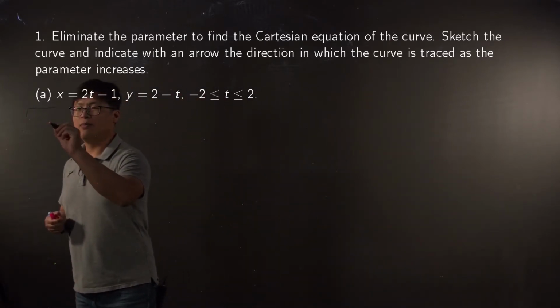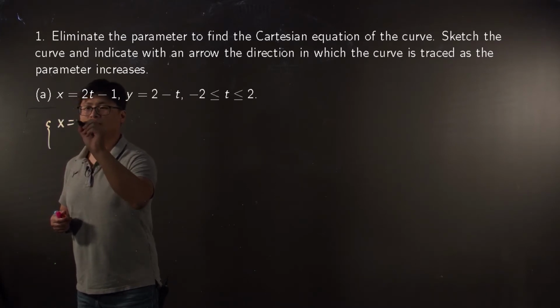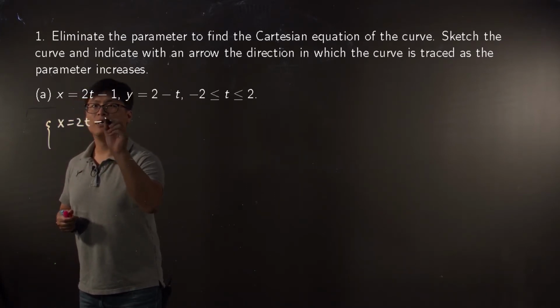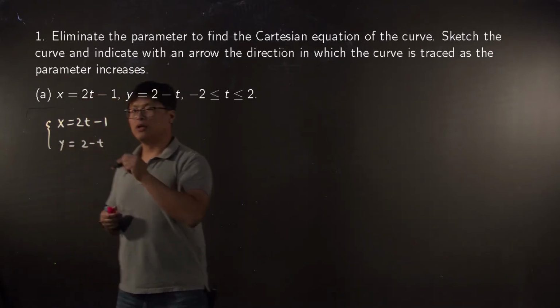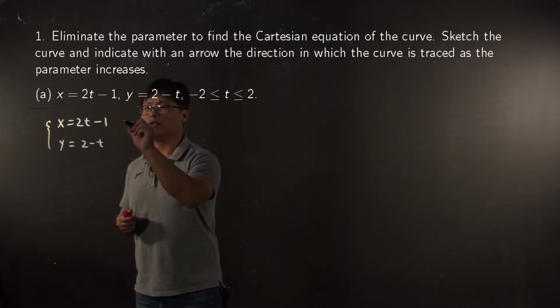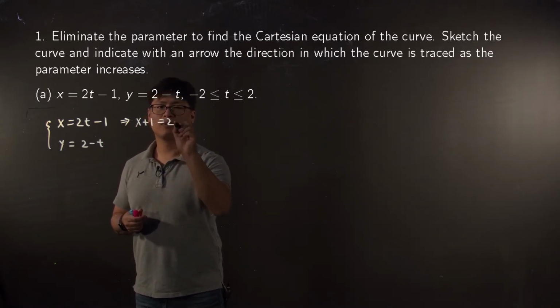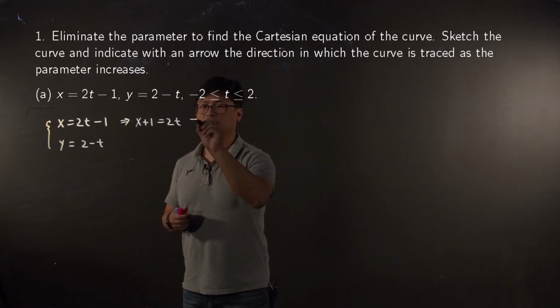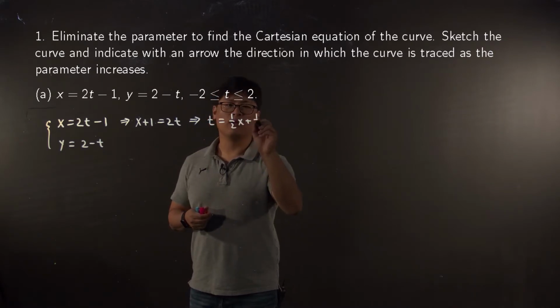First of all, let me write it in system form: x is 2t minus 1 and my y is equal to 2 minus t. And we're going to do the substitution method, okay? Let me solve for t in the first equation. Plus 1 on both sides, and divide by 2 on both sides. Then t is equal to 1/2 x plus 1/2.